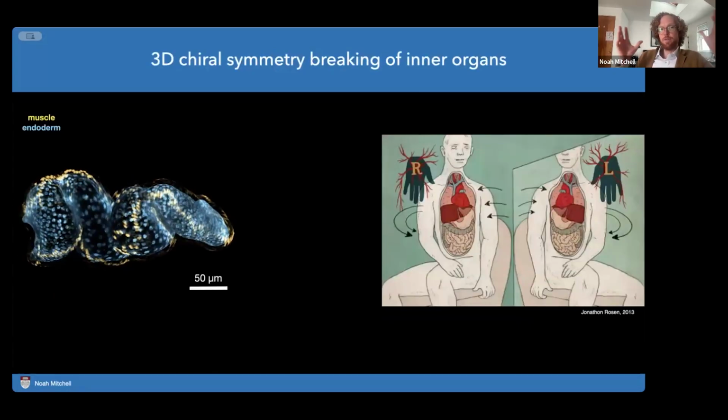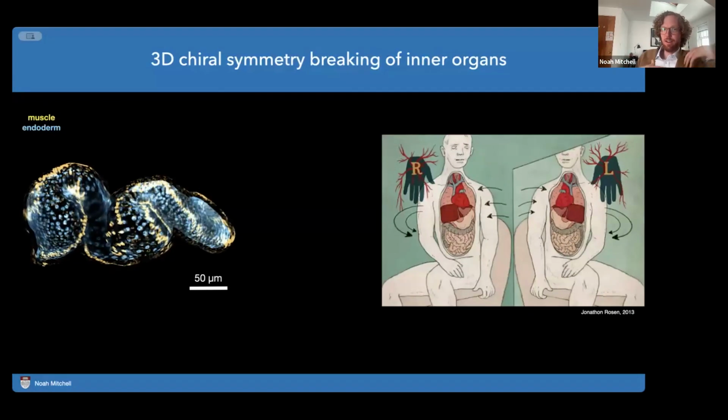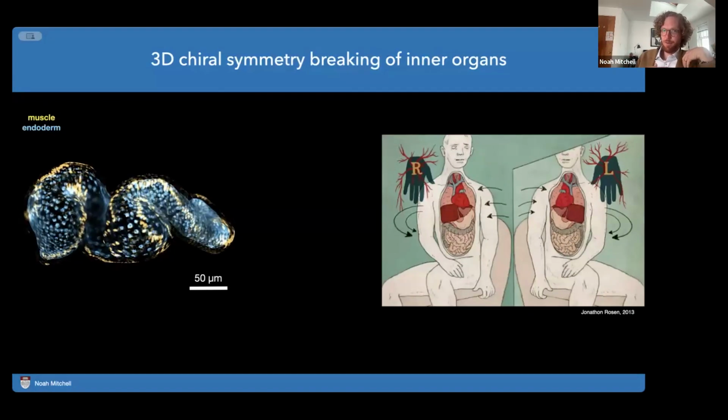So okay, what's the question? The visceral organs in our bodies are left-right asymmetric, not just in their placement, like the heart is probably on your left, but also in their chiral shapes. And this is crucial for their function. And broadly speaking, this is for two reasons.